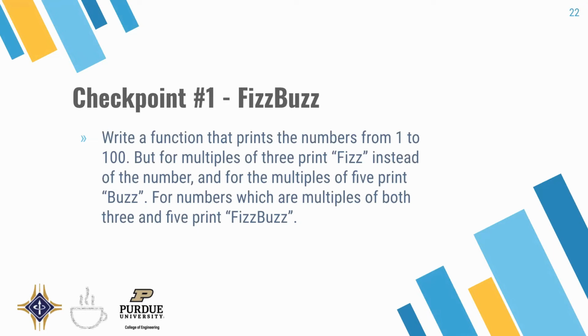But then the caveat is for multiples of 3, you want to print the word fizz instead of the number. For multiples of 5, you want to print the word buzz. And then for numbers that are multiples of both, you want to print FizzBuzz. So as I mentioned earlier, there's a key math operator when it comes to using multiples and remainders. So that's the hint, you're definitely going to want to utilize that. So try that on your own now.